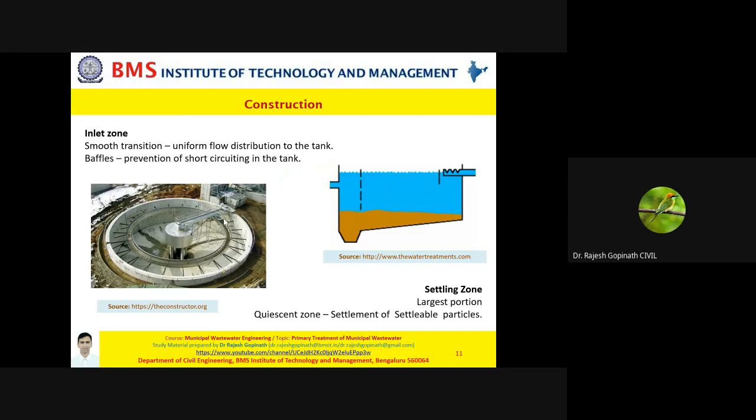Now, the next one, settling zone. Settling zone by and far is the largest portion of your entire sedimentation tank. It is that portion wherein you have a quiescent zone, wherein there is no disturbance, no additional dynamic or vibrant energy disturbing the movement of wastewater or the settling of the settleable solids. Here sufficient detention period is given, and in a quiescent manner all the settleable solids are expected to fall down freely.